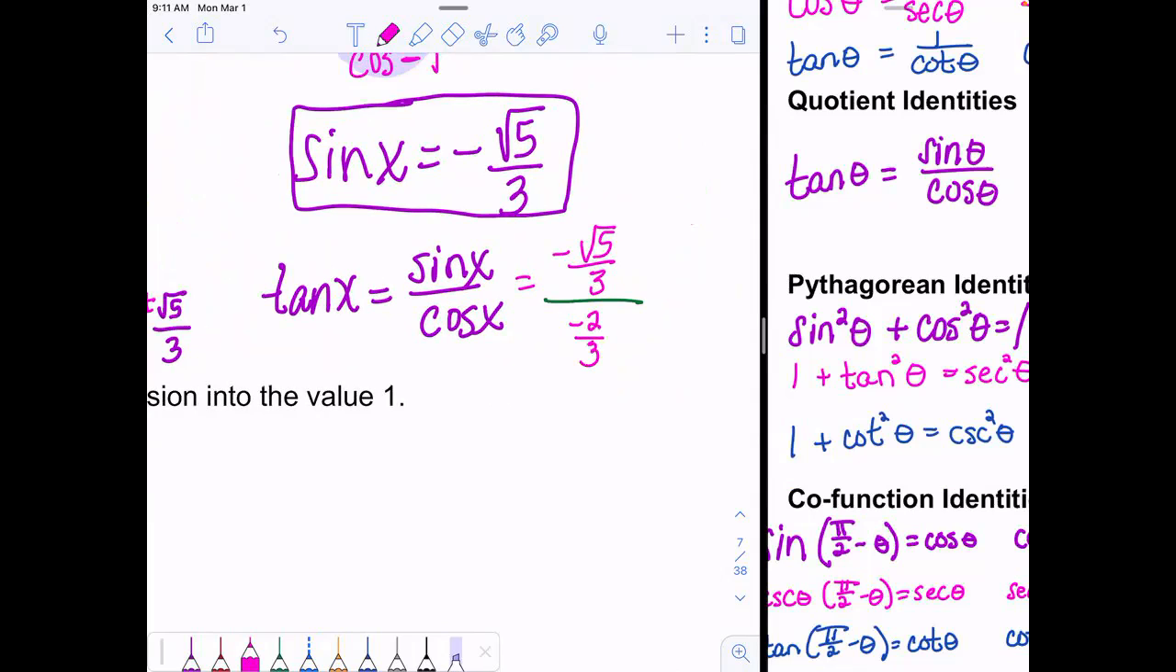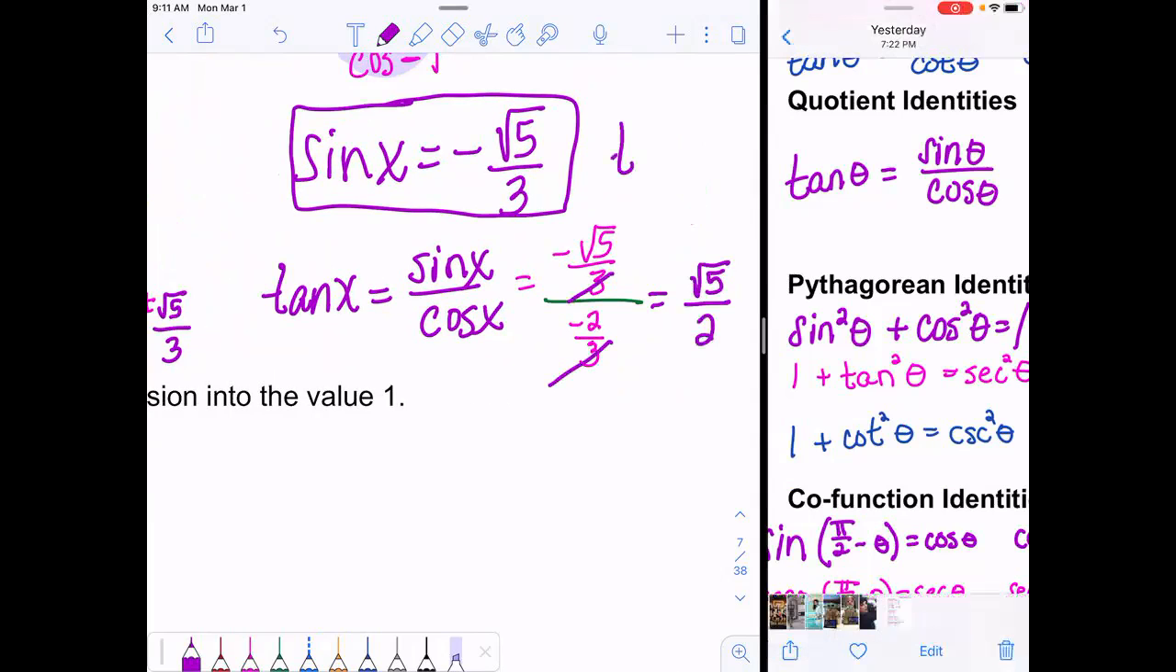When you're dividing fractions, what happens with the denominator if they're the same? They cancel out. So my fractions cancel. On the top is negative root 5. On the bottom is negative 2. If they're both negative, that becomes positive root 5 over 2. So the tangent is positive root 5 over 2.